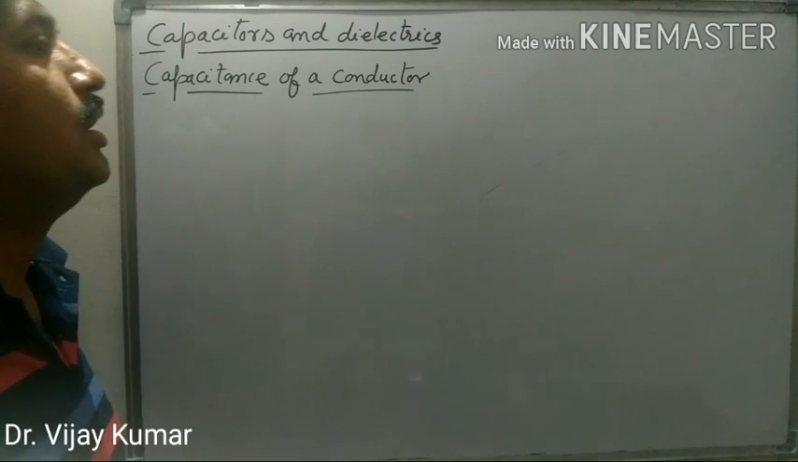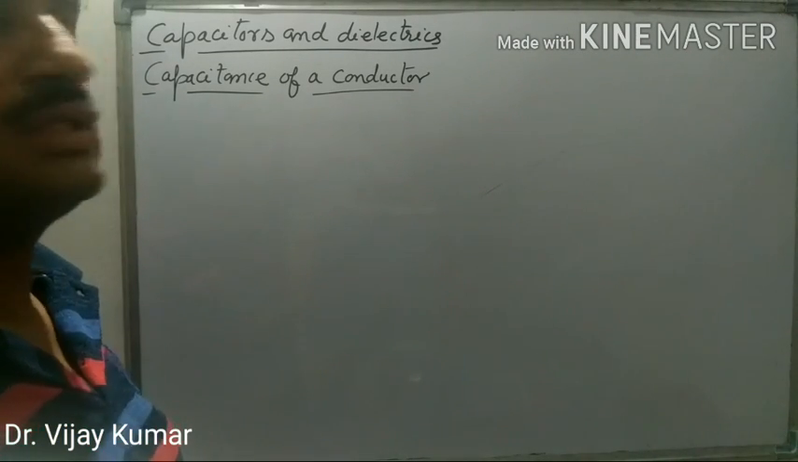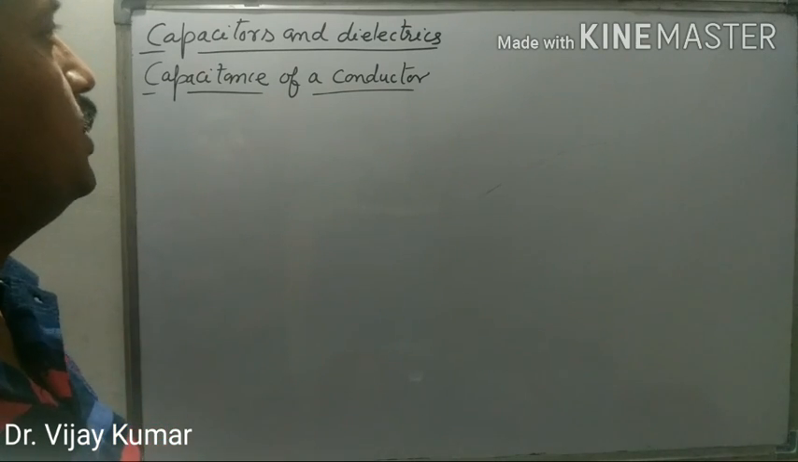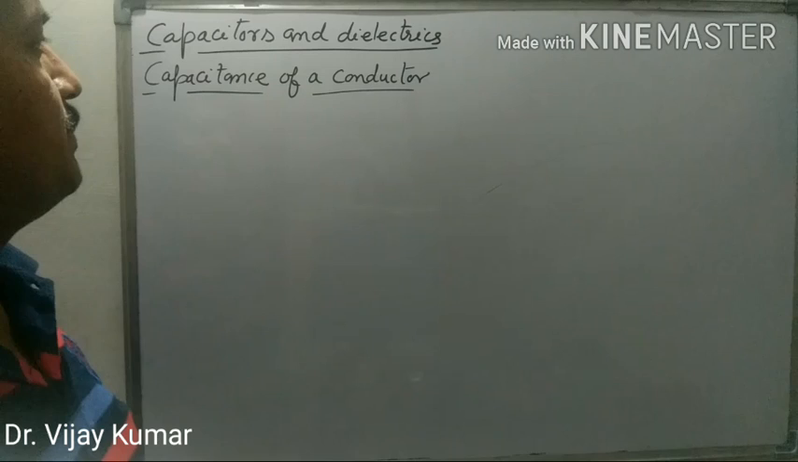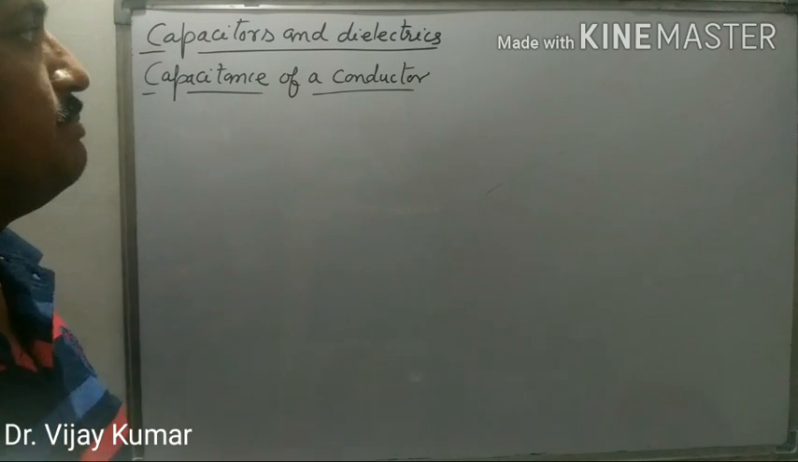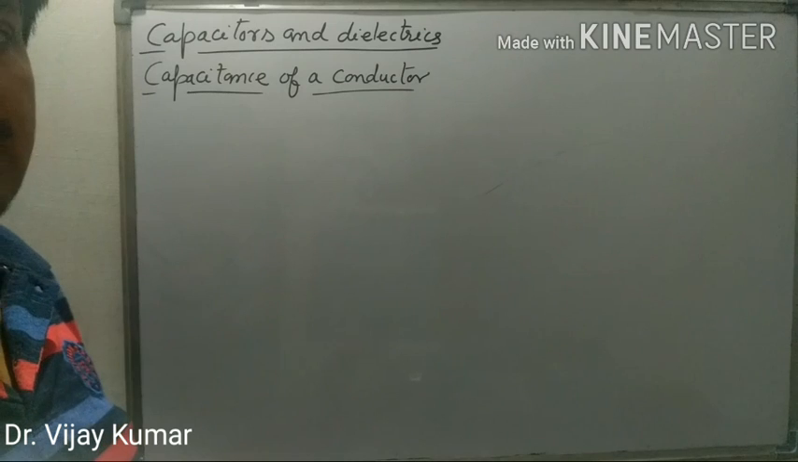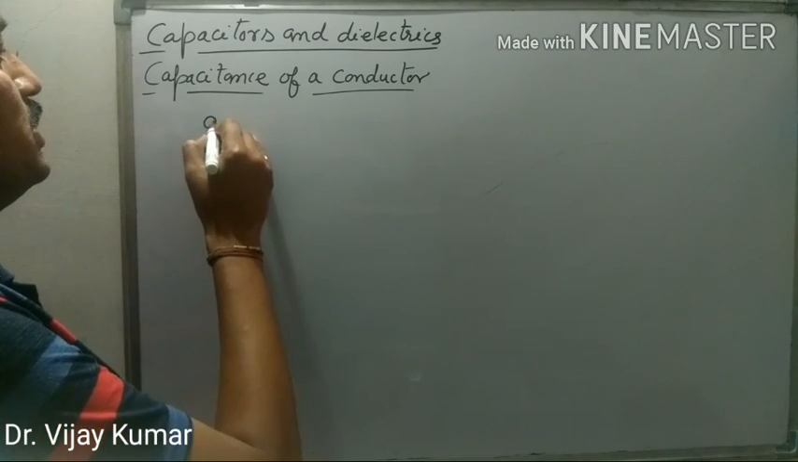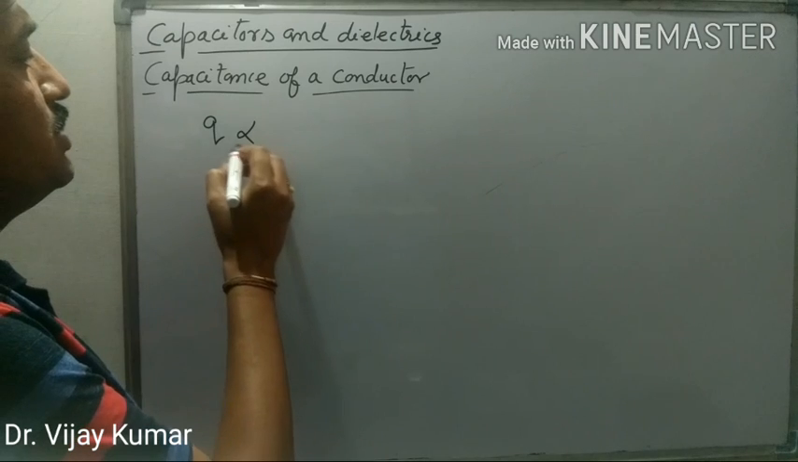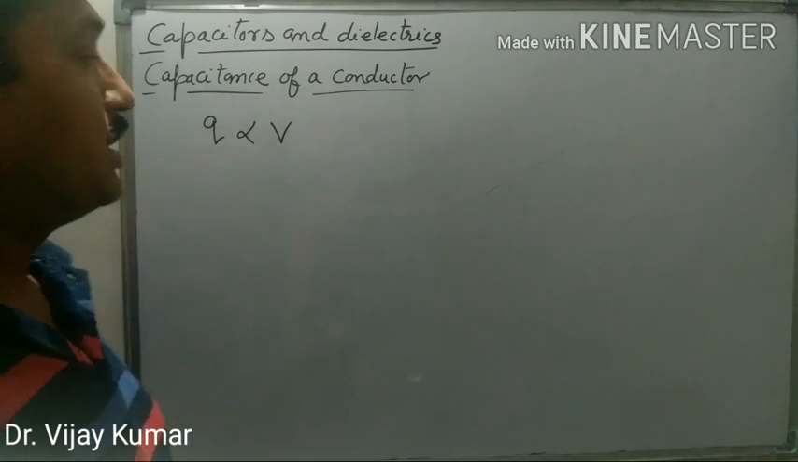Dear students, now we will start the new chapter, capacitors and dielectrics. And the topic of this chapter is capacitance of a conductor. Capacitance of a conductor is a measure of its ability to hold the electric charge. And as the charge is increased, its potential is also increased. Charge of the conductor is directly proportional to the electric potential.